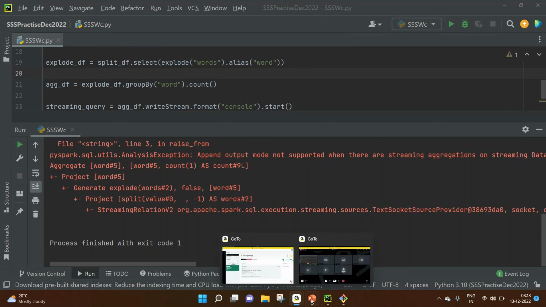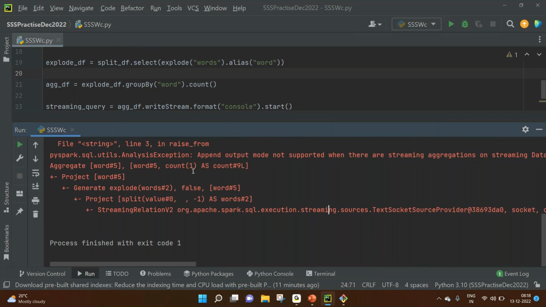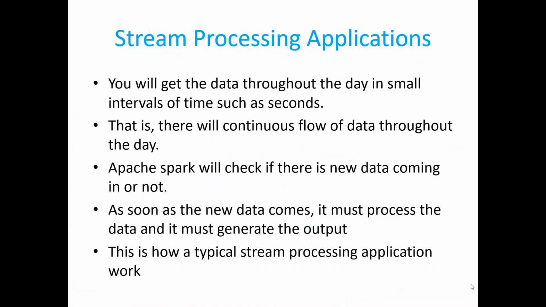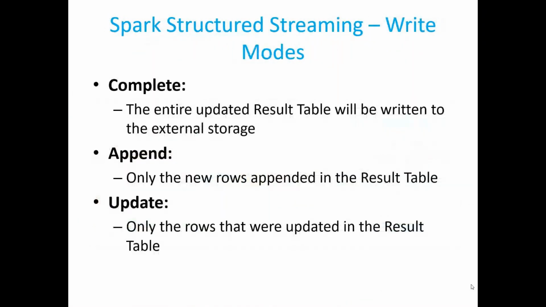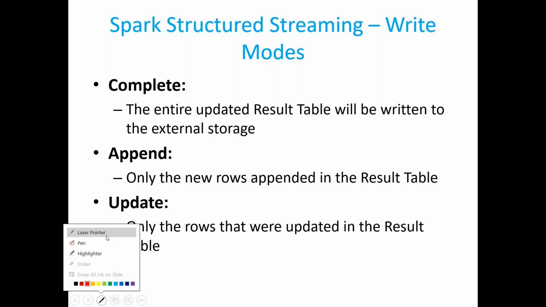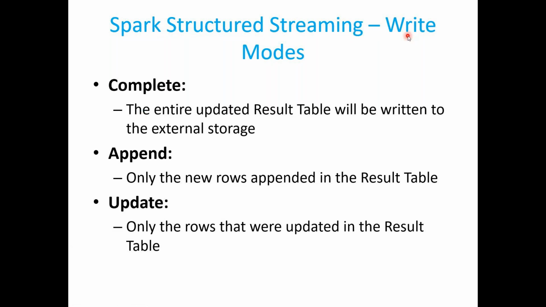As you can see, the code is failing. What is the reason behind it? You can see that append output mode is not supported when there are streaming aggregations on streaming data frames, right? So basically we have three output modes, or three write modes, in Spark Structured Streaming. They are nothing but complete mode, append mode, and update mode. So by default, the mode is append mode.